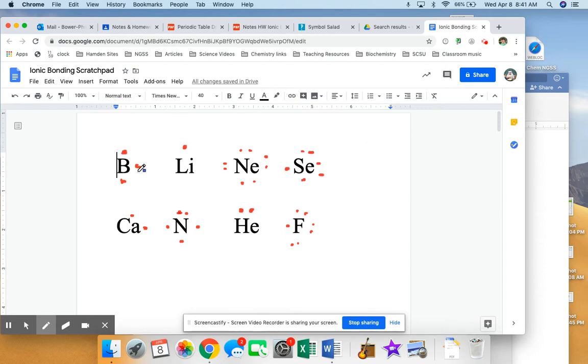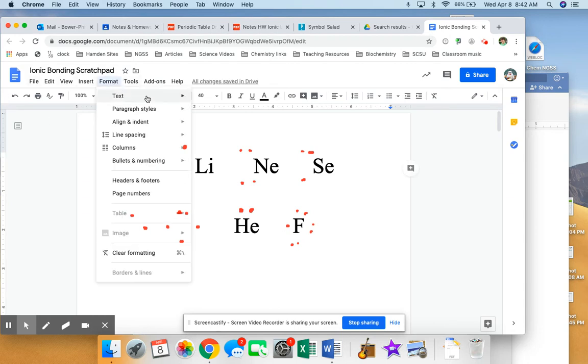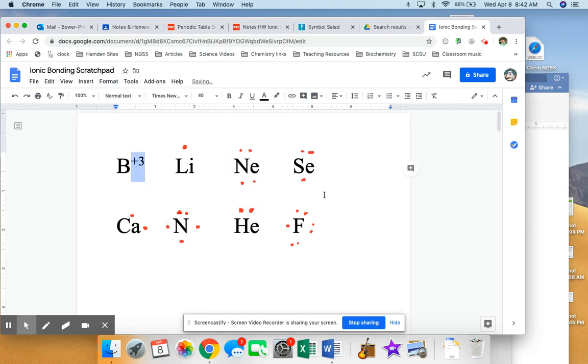So for this one, remember, you can gain or lose up to 3. So that means it's going to be easiest for this one to lose 3. So we lose 1, 2, 3. We've lost 3 electrons. And that means now that this is going to have a +3 charge. And I can turn that into a superscript, remember, by doing format, text, superscript. Now B has a +3 charge because it lost 3 electrons.